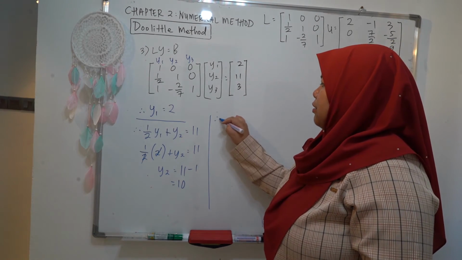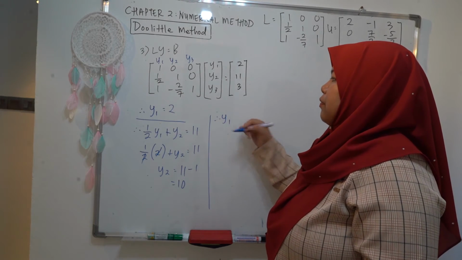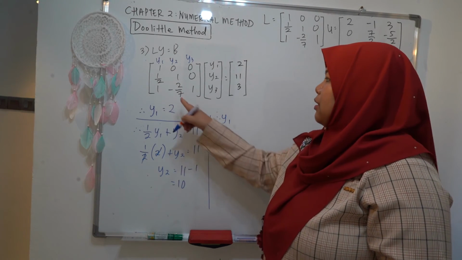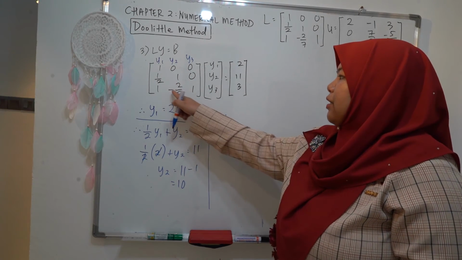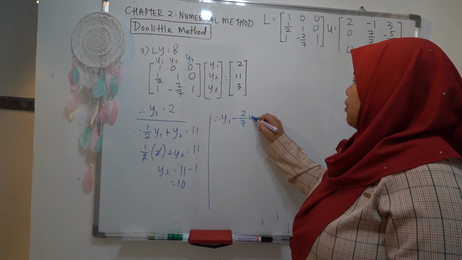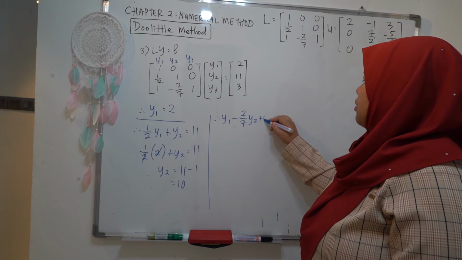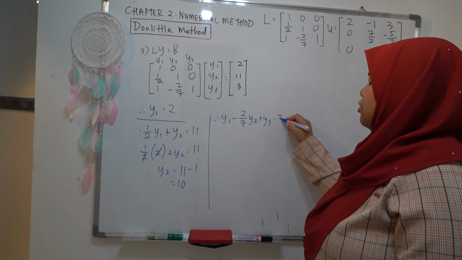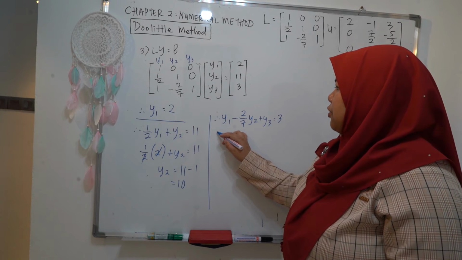Okay, so the last one: 1 times y1 is y1, plus negative 2 over 7 y2. So plus with negative, I just put minus here. Okay, plus 1 times y3, equal to 3. So y1 I already have, so I just substitute here.